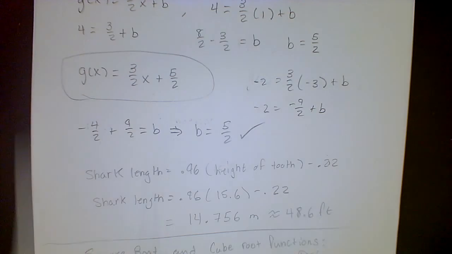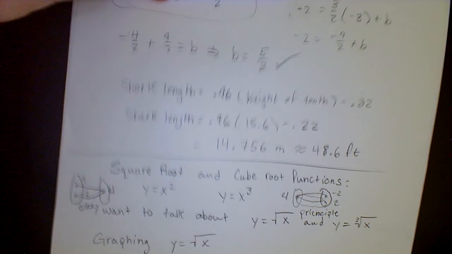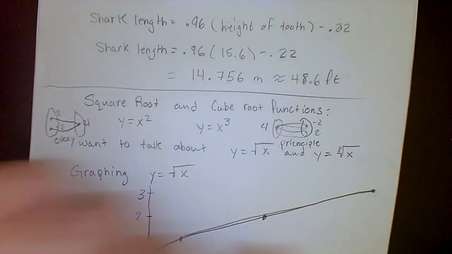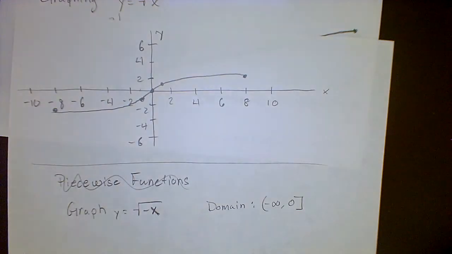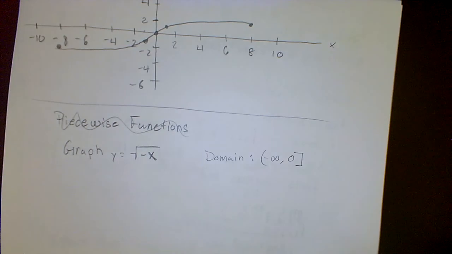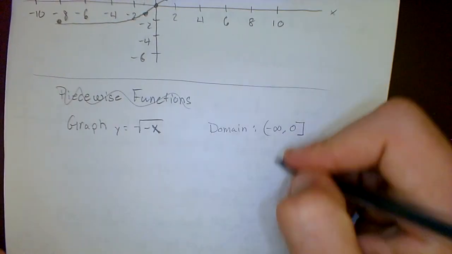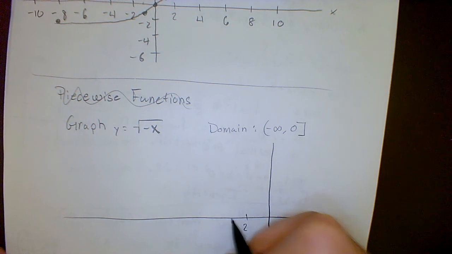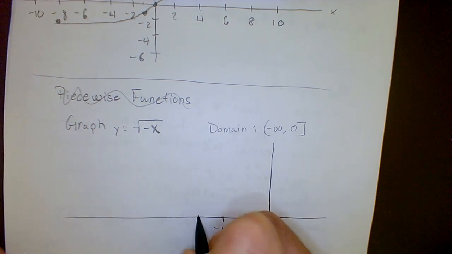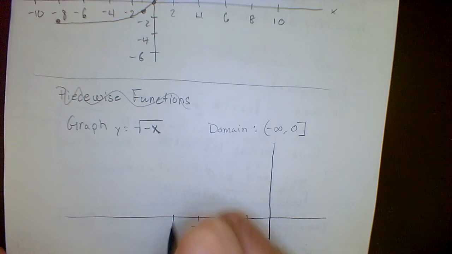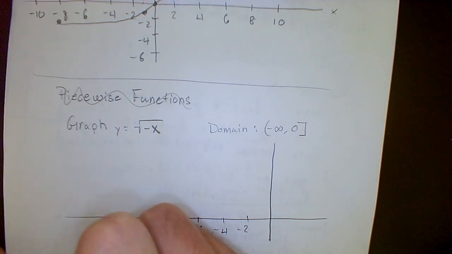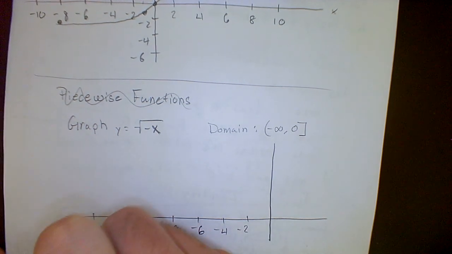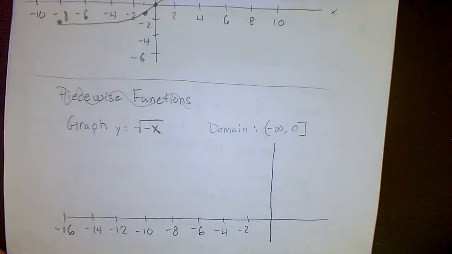Where the domain of y equals root x was all the positive numbers. It was 0 to positive infinity. The domain of this example is actually going to be negative infinity to 0. Sorry, I said that backwards. So it's going to look just like the square root function here. So if I go 2, -2, -4, -6, -8, -10, -12, -14, and -16.